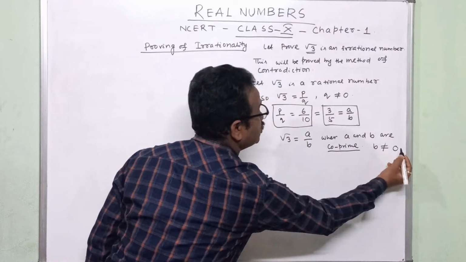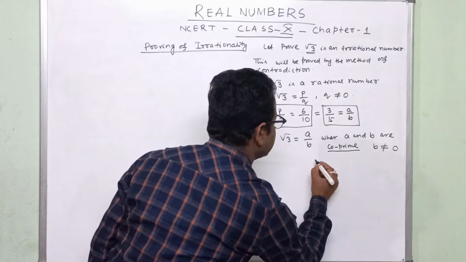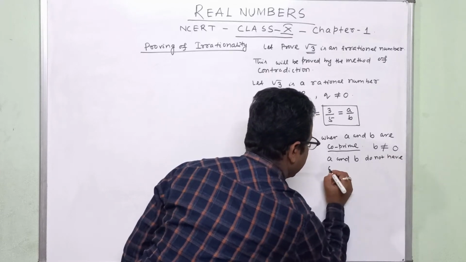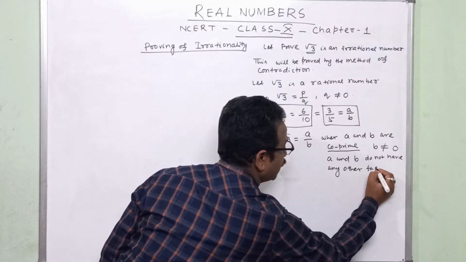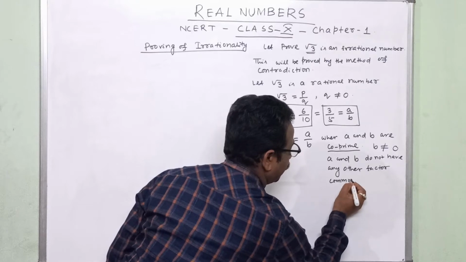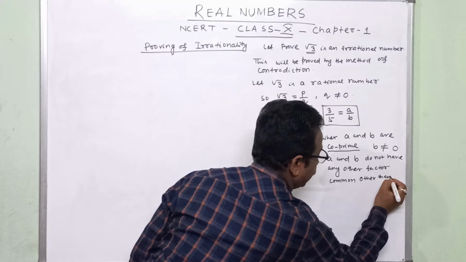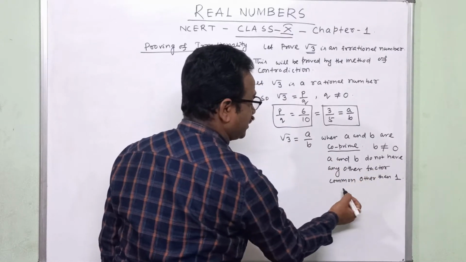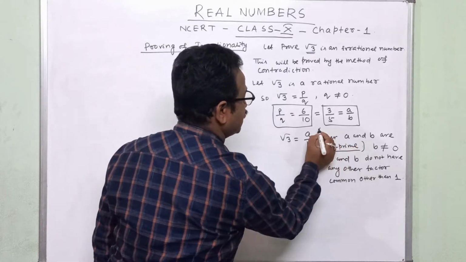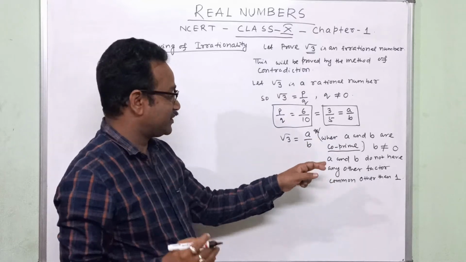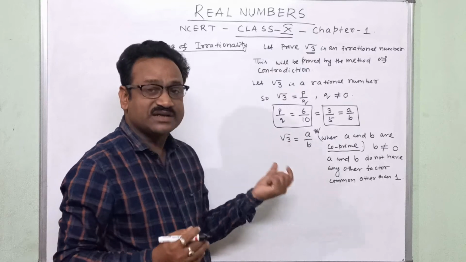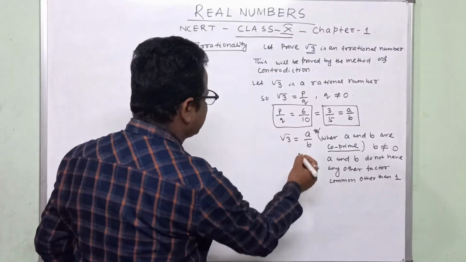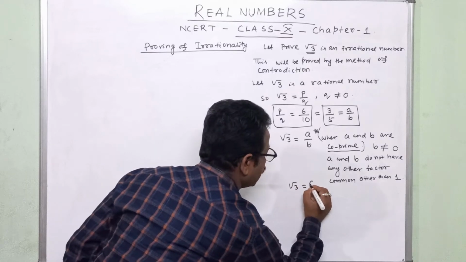B is not equal to 0. Co-prime means A and B do not have any other factor common other than 1. So A and B are co-prime. Here I am giving one star mark. I will explain why: where A and B are co-prime means A and B have only one common factor, 1.